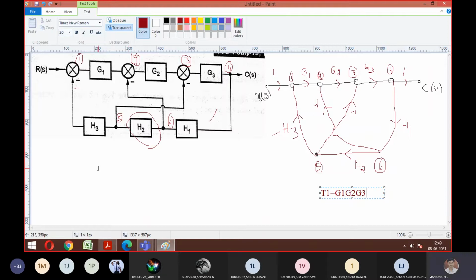How to identify the individual loops? I told you individual loops means it's a closed path, and you can check the combination. It should not touch. So loops, how many loops can you find? Closed path. The starting point and ending point should be the same, and you should make sure that it's not going to touch once more. Four, sir. You have 4 loops.